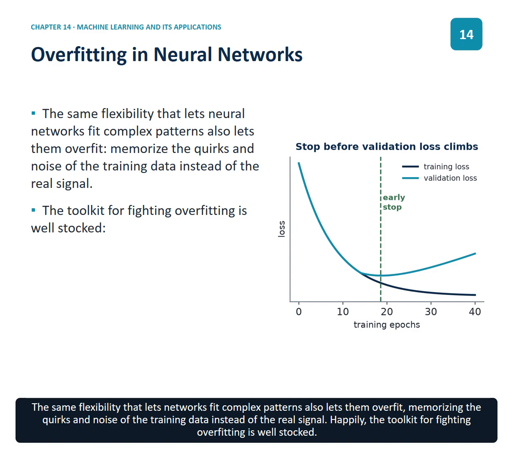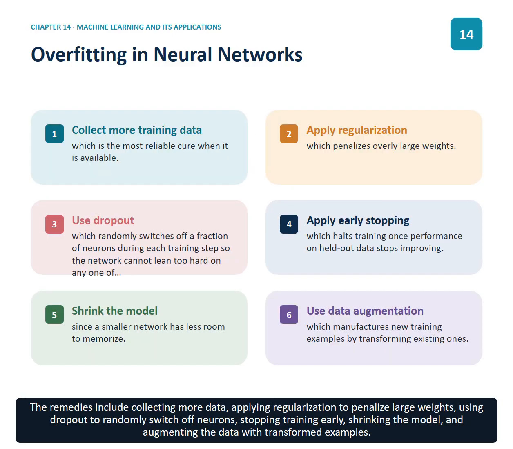Happily, the toolkit for fighting overfitting is well stocked. The remedies include collecting more data, applying regularization to penalize large weights, using dropout to randomly switch off neurons, stopping training early, shrinking the model, and augmenting the data with transformed examples.